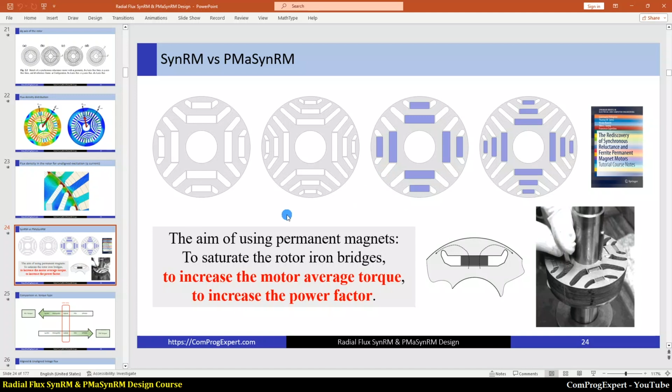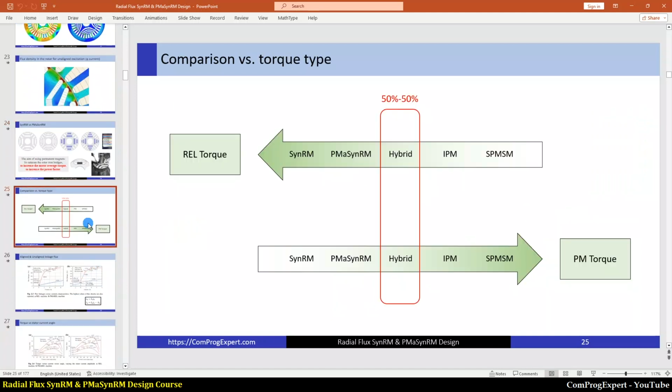So here in this graph, you can see the comparison between the synchronous motors versus the torque type. In the synchronous reluctance motor, the total output torque is reluctance torque. And in a surface permanent magnet synchronous motor, the total output torque is PM torque. And in an IPM motor, 70% to 80% of the output torque is alignment torque.